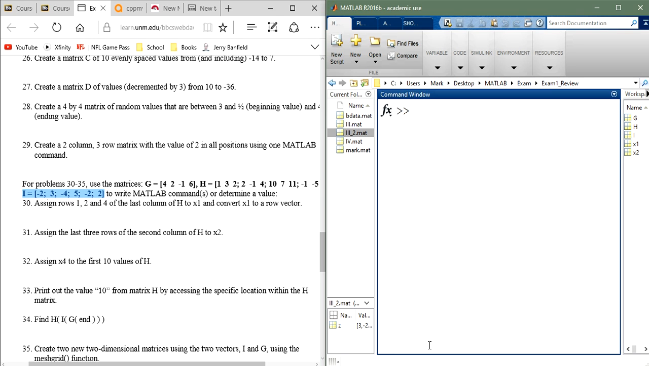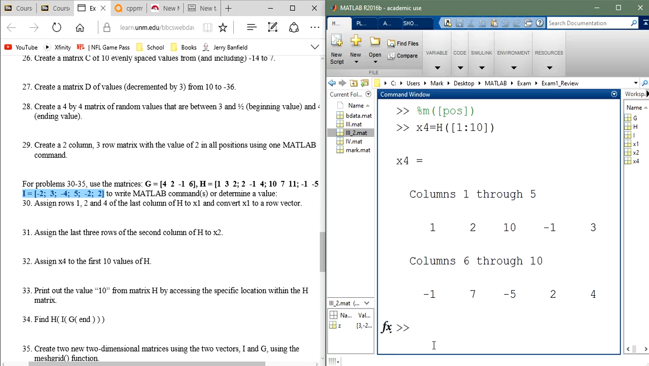Assign x4 to the first 10 values of H. Alright, so we're going to use this one. M of position. And it says the first 10 values, and by that he means the first 10 positions. X4 is equal to H of 1 through 10. There we go.